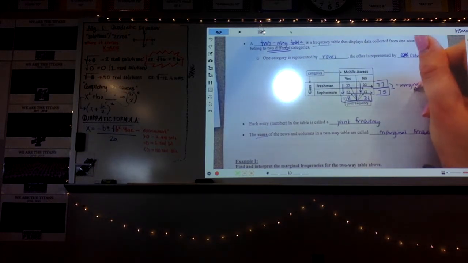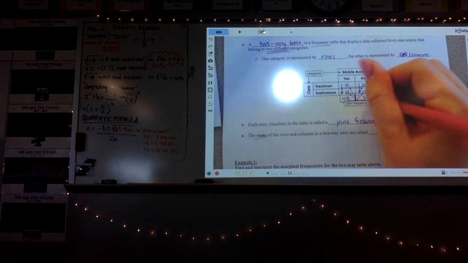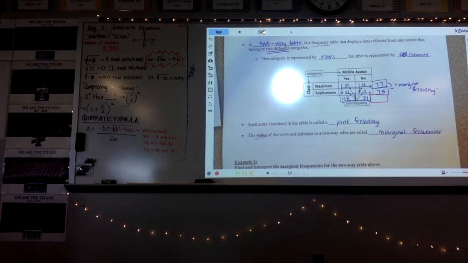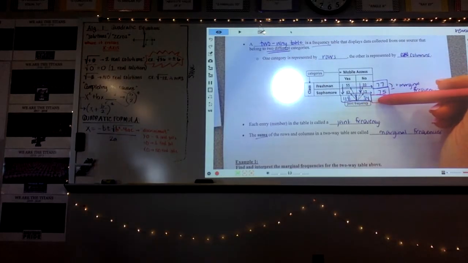Sorry, that was sloppy. Marginal frequencies. And then the last number you typically see on a two-way table is the total number of people surveyed. That number always goes down here in the bottom right corner. You should be able to add together the column or the row to find that number.